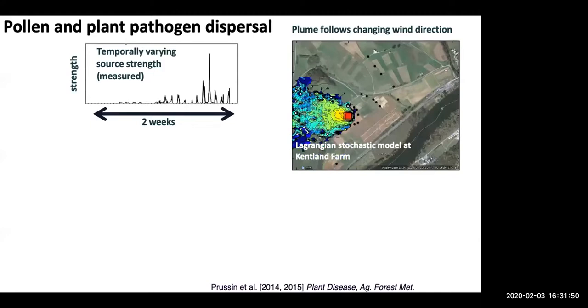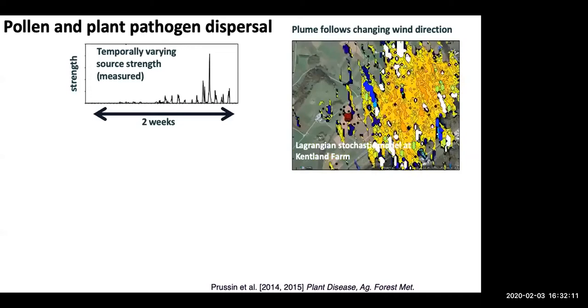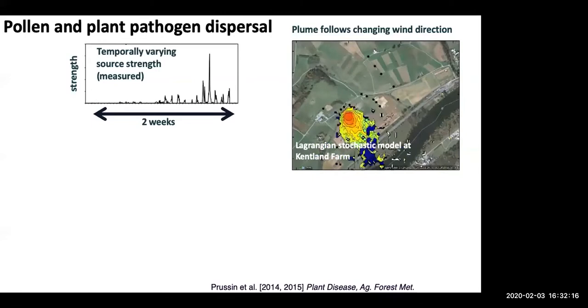We did an experiment at Kentland Farm. Kentland Farm is a 3,000 acre farm about 10 miles from here, owned by Virginia Tech. We had a source of a disease, in this case the pathogen that causes potato blight, and we were releasing it in a half acre field.